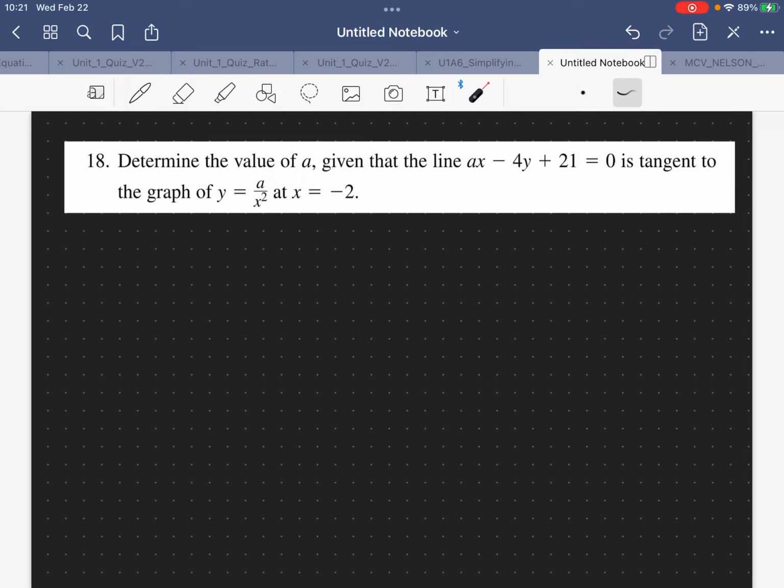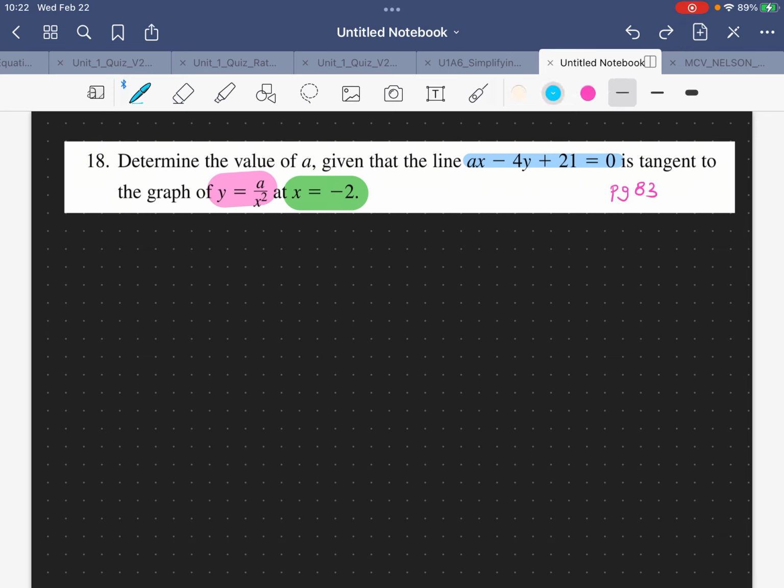Let's take a look at a homework question from the textbook, page 83, number 18. In this question, we're asked to determine the value of a, given that the line ax - 4y + 21 = 0 is tangent to the graph of y = a/x² at x = -2. So let's get started by jotting down the information.